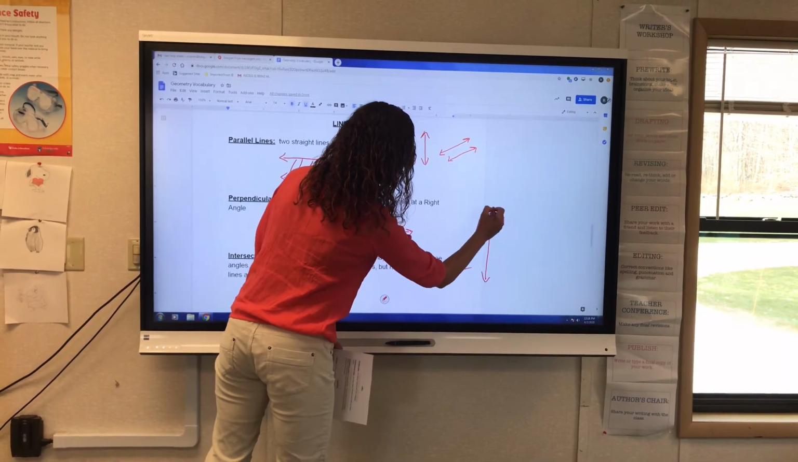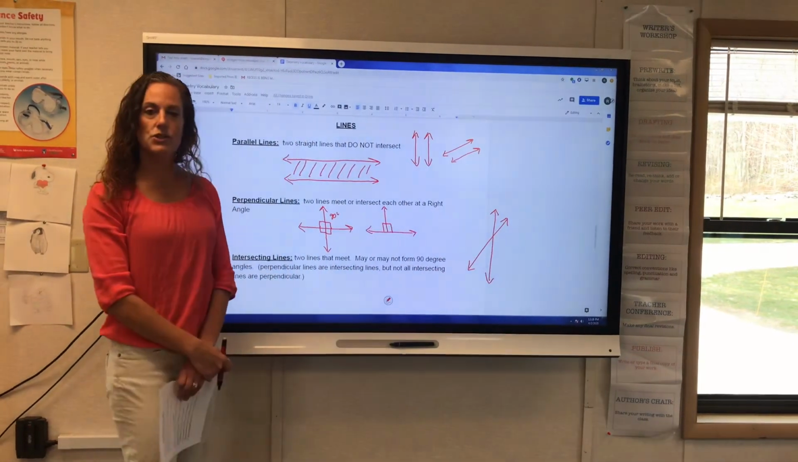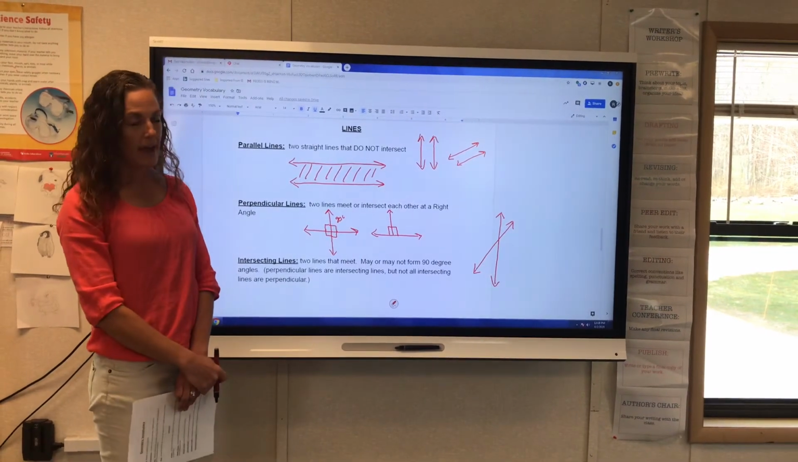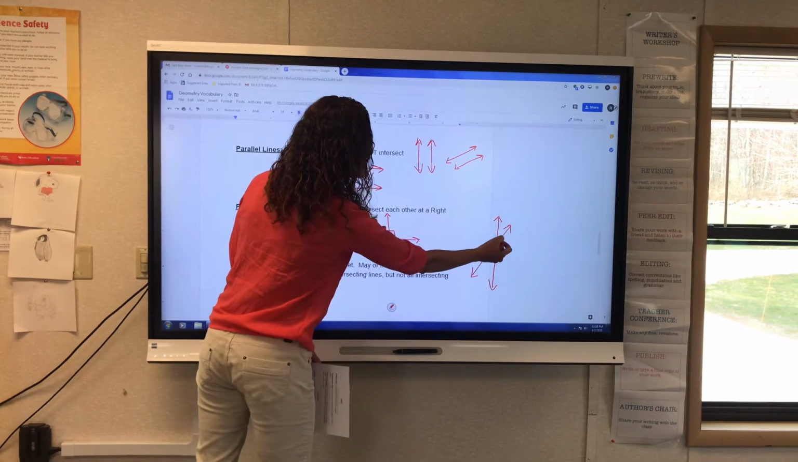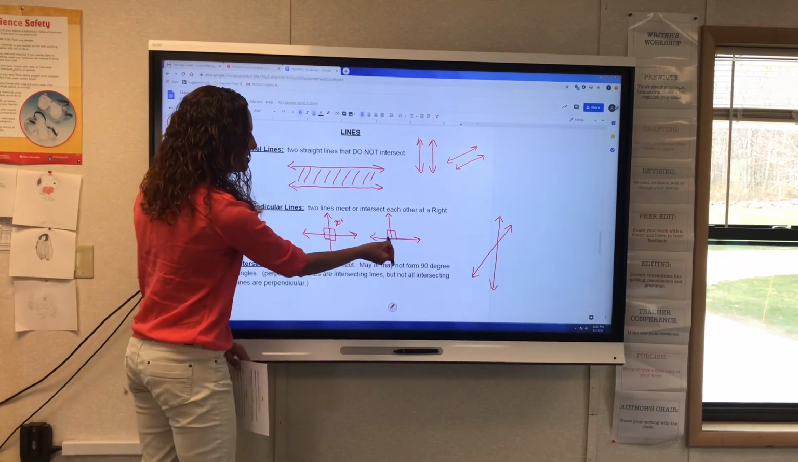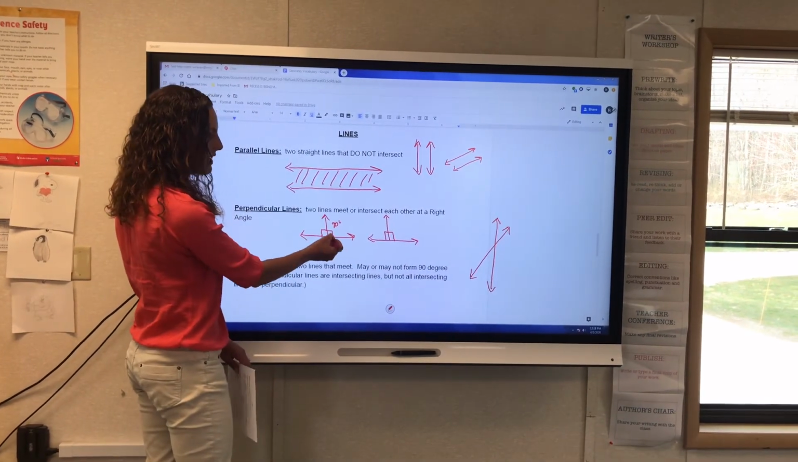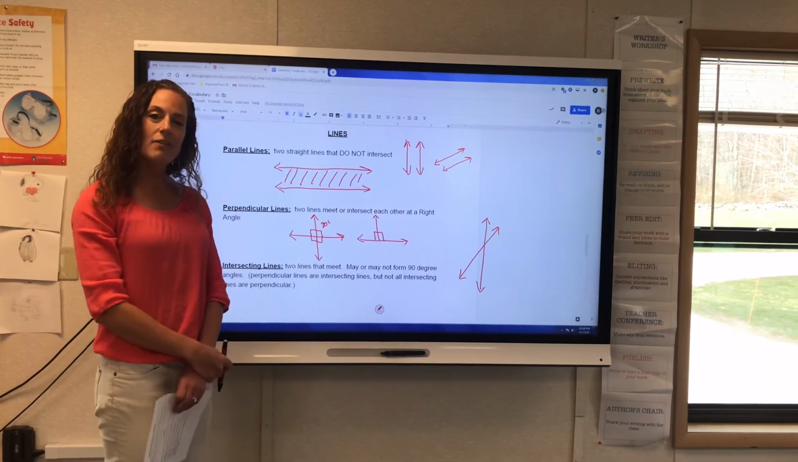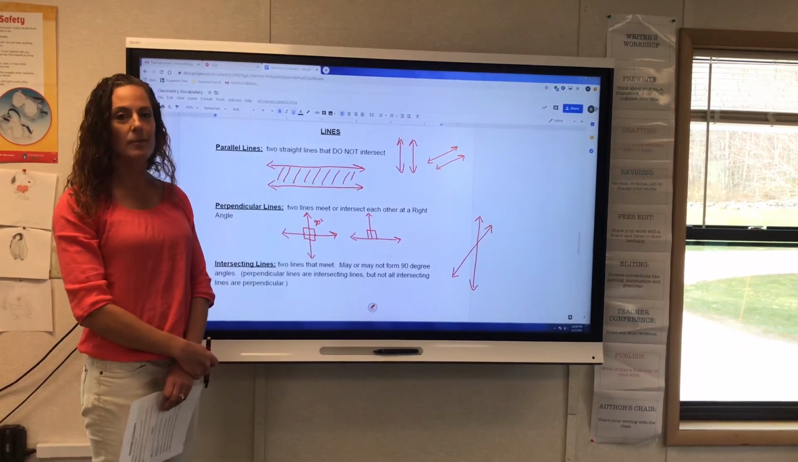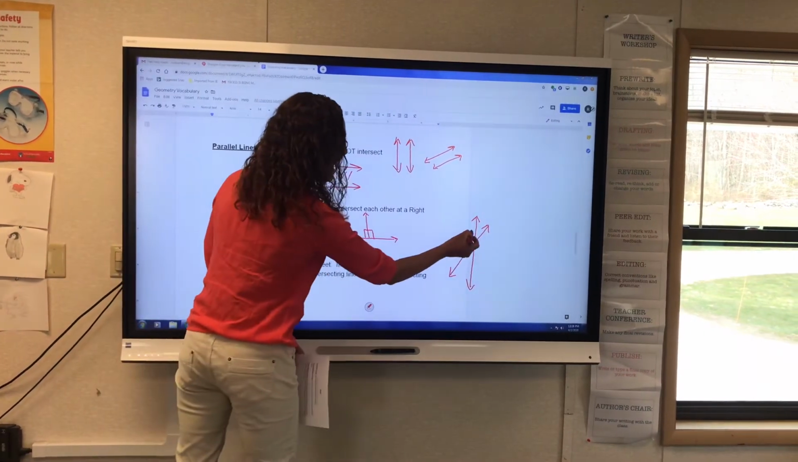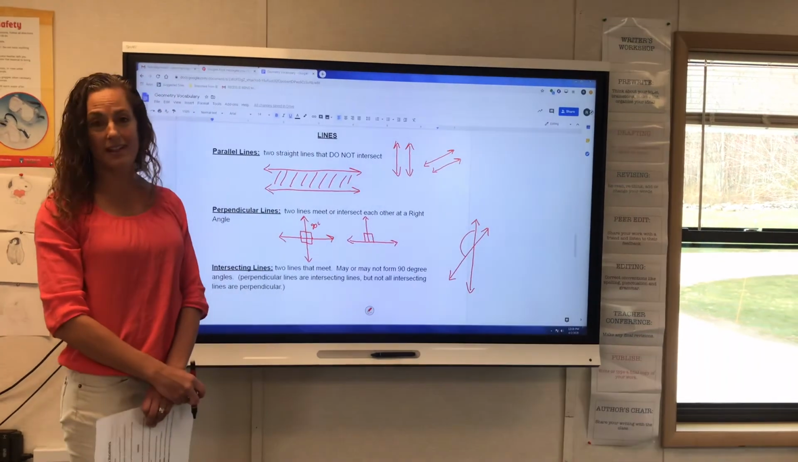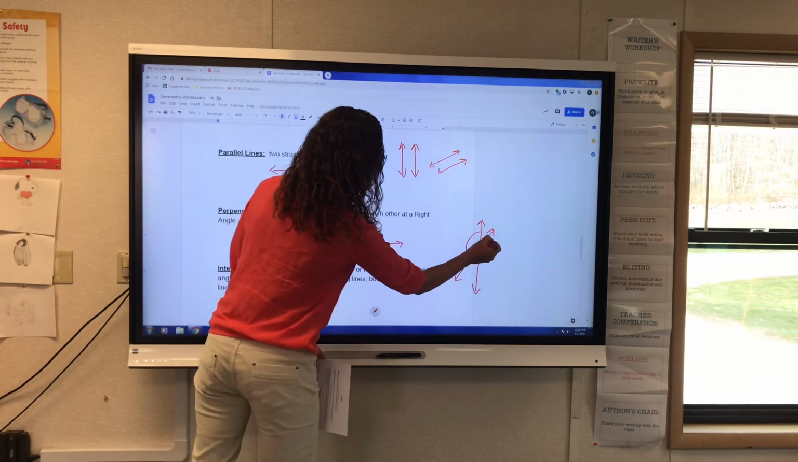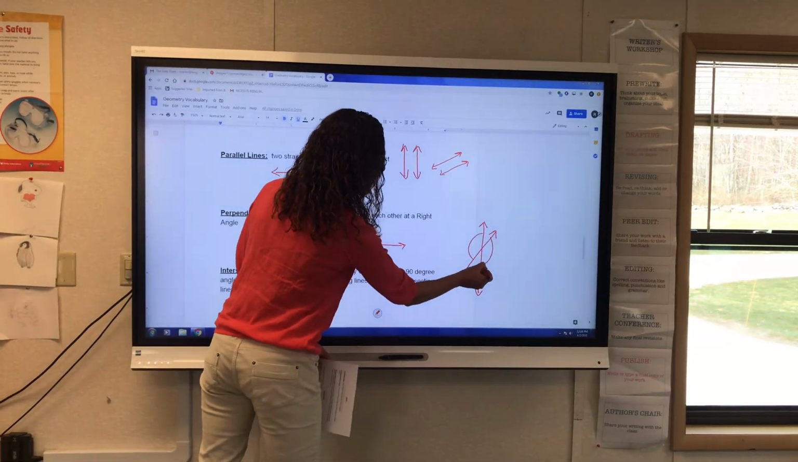So here are 2 lines that I just drew, and you can see right away that yes, they intersect, just like these two lines do and just like these two lines do. But you can tell right away that they are not forming right angles. And actually, this is an obtuse angle. I can tell that's more than 90 degrees. And this is an obtuse angle as well.